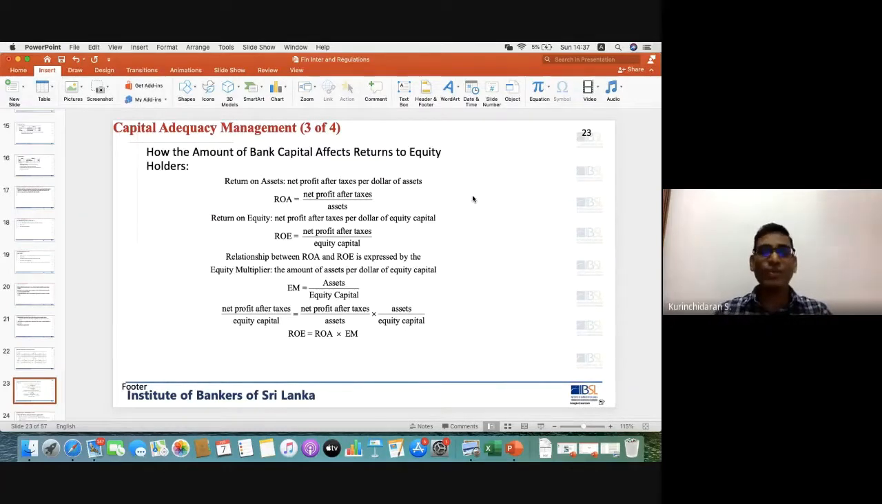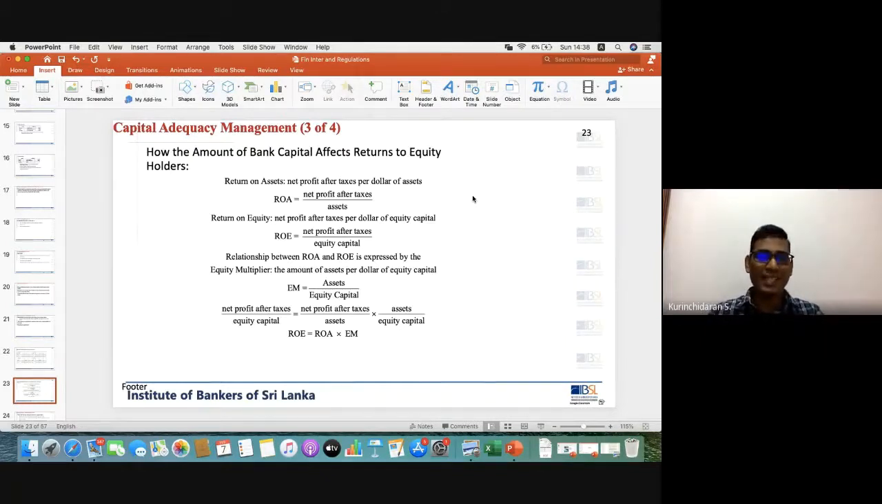So you also can see the relationship between ROA and ROE, that is the equity multiplier, right? The relationship could be explained by the equity multiplier. What do you mean by equity multiplier? The amount of assets per dollar of equity capital. That means assets divided by equity capital, right? So you can see the relationship: ROE is equal to ROA multiplied by the equity multiplier, right? It's simple. It's nothing to think so much about, right?